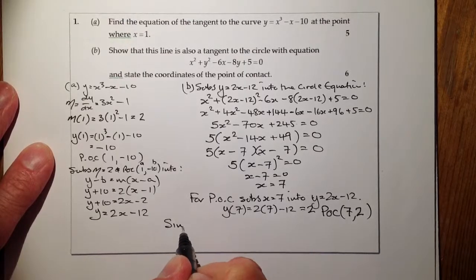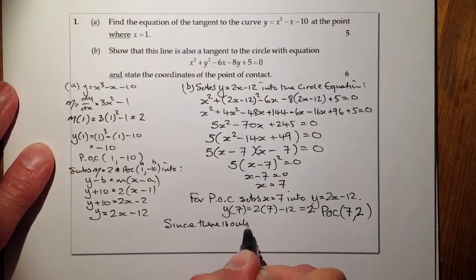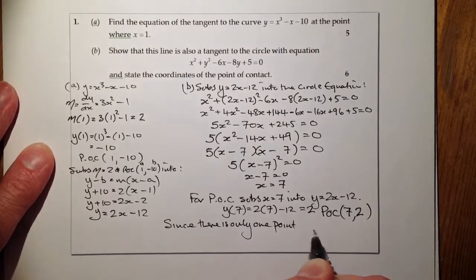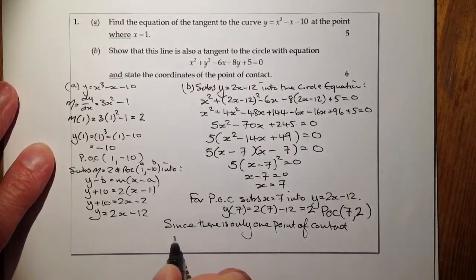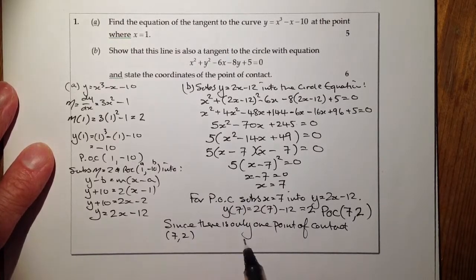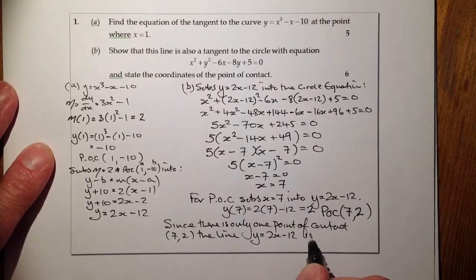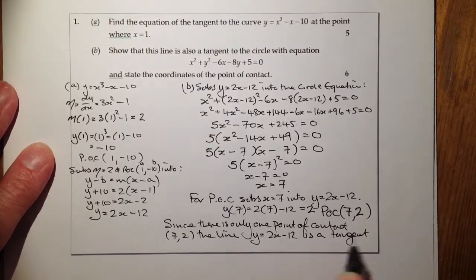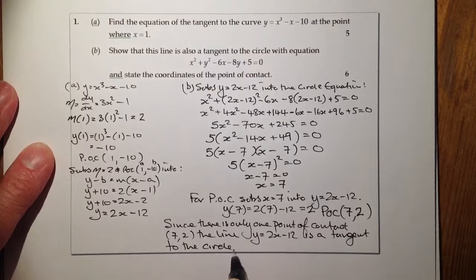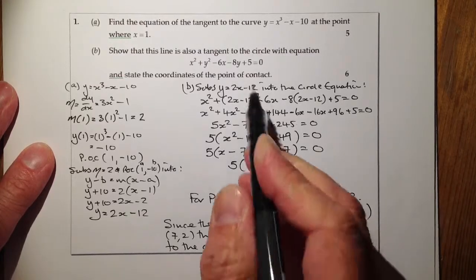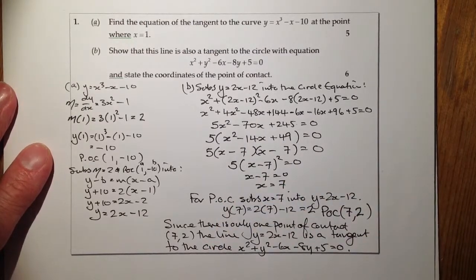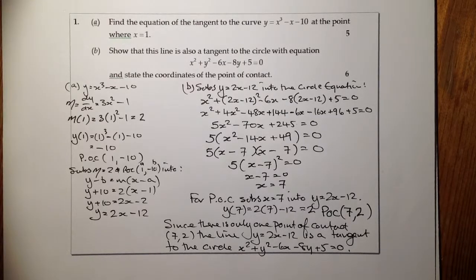Right, from here we'll just make a statement. Since there's only one point of contact, and that point of contact was (7, 2), I'll say that the line y equals 2x minus 12 is a tangent to the circle, and the circle goes x squared plus y squared minus 6x minus 8y plus 5 equals 0. And that's the question complete. So there's 11 marks in total here.